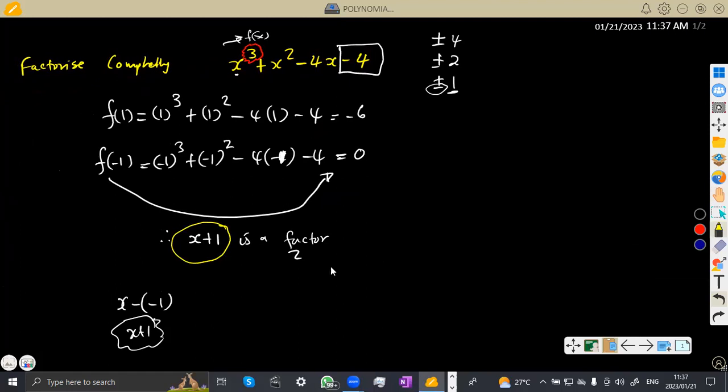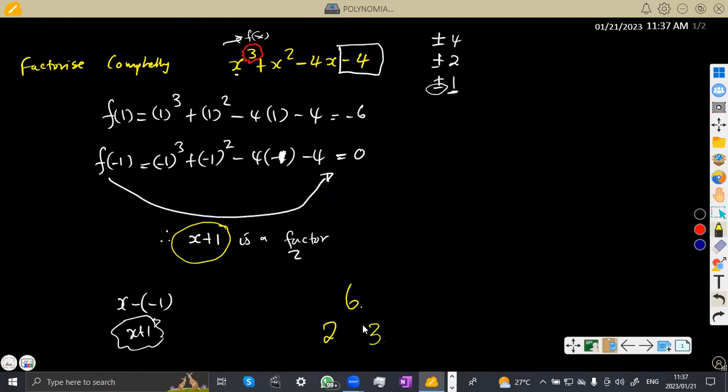Okay, why are we dividing? Let me give you this basic part. Let's say you are dealing with 6. 2 is a factor of 6. If you divide 6 divided by 2, you obtain 3. 3 is also a factor.